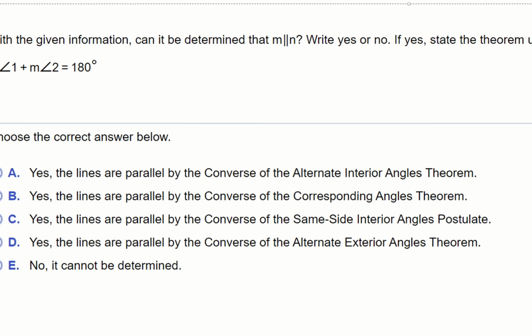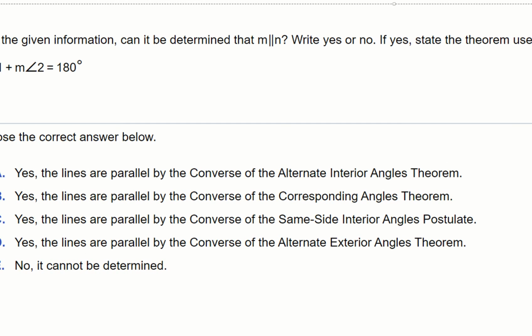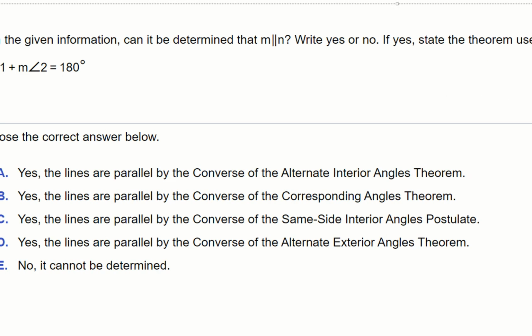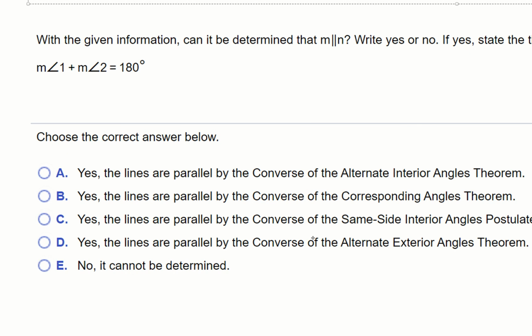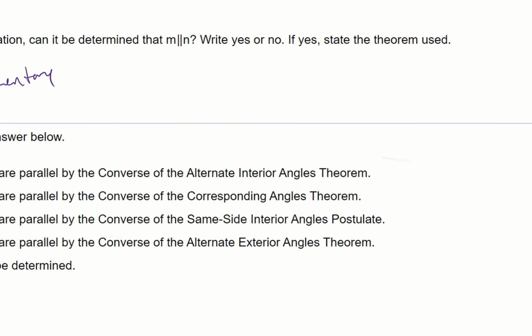All right, so now with the given information, can it be determined that M is parallel to N? Write yes or no. If yes, state the theorem that is used. So it says that the measure of angle 1 plus the measure of angle 2 is 180. So it's saying that they're supplementary by the definition of supplementary angles. And so, well, is that really true here?